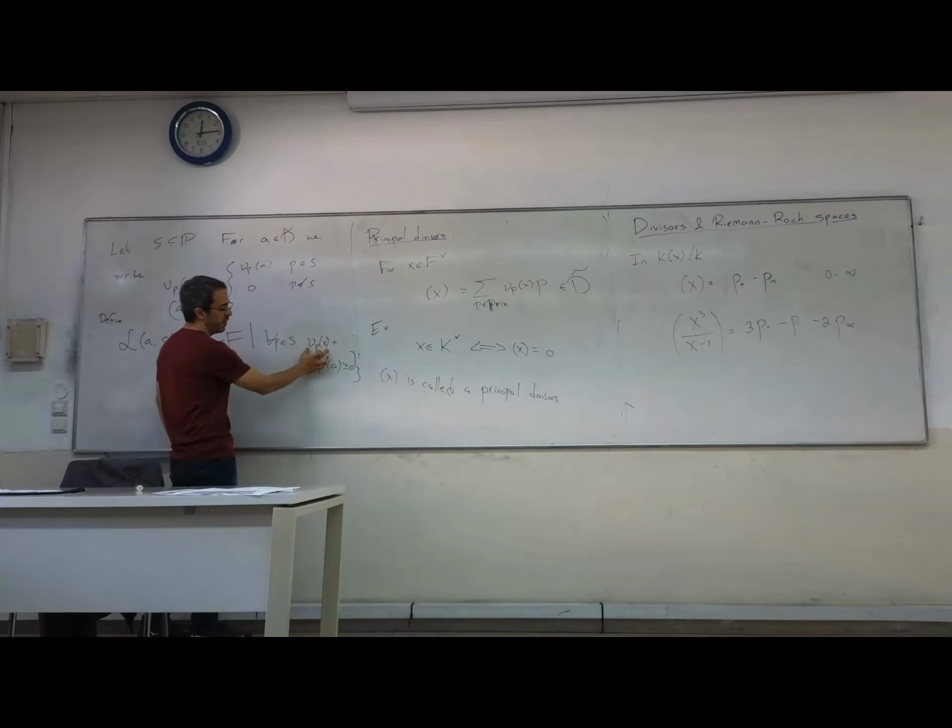So VP of X, this is VP, the old VP. It takes an X, takes a function. So this is either, if it's 5, it means X has 5 zeros at P and so on. So VP of X plus this is the new VP.